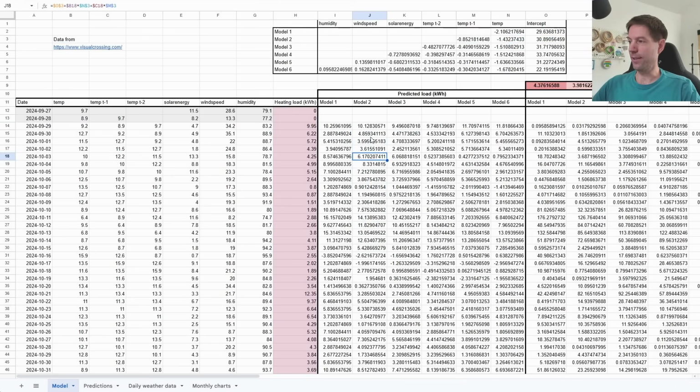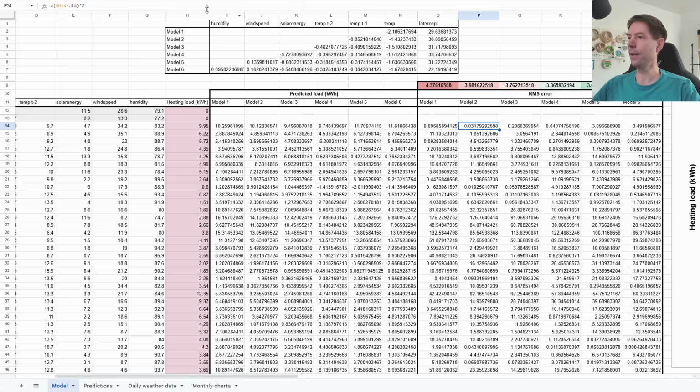And I can do exactly the same thing. So I've got the prediction and I've got the actual heating demand, and I can take the square difference, which I've done in this column here. Let me scroll across again. So once again, I'm taking the difference between the actual heating load and the model prediction, taking the square of that, and then in this cell here, I take the average of all of these values. Then I take the square root to give me the root mean squared error for that model.